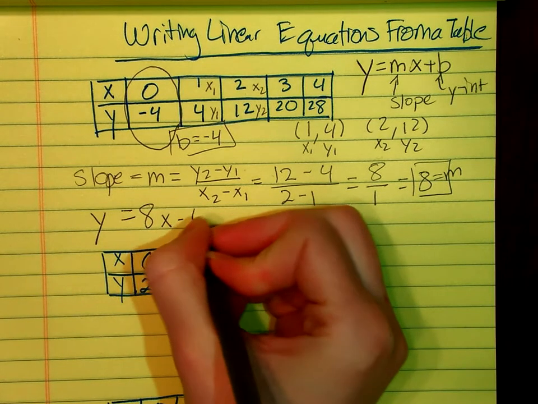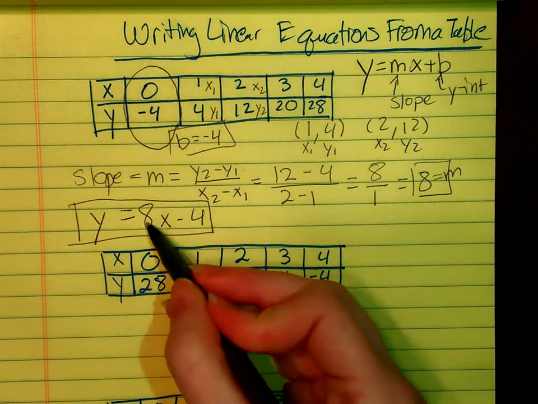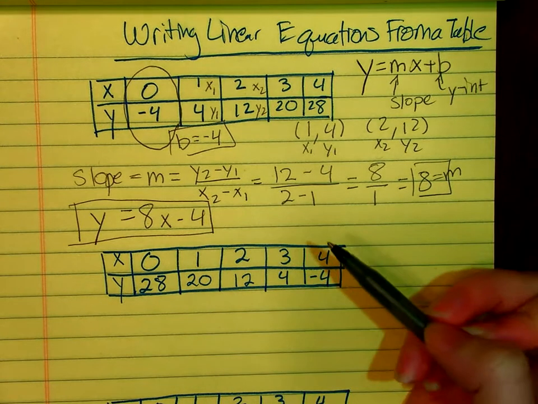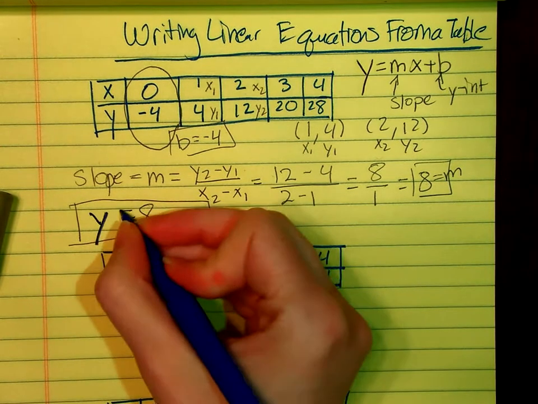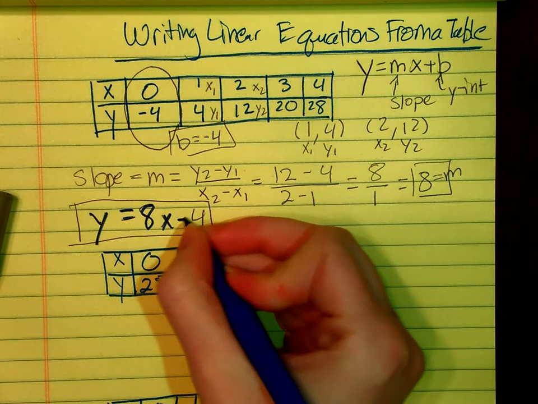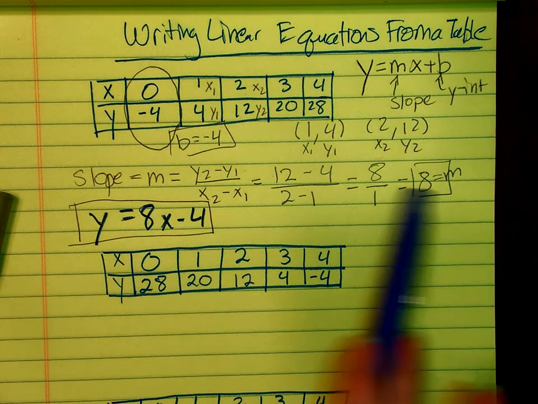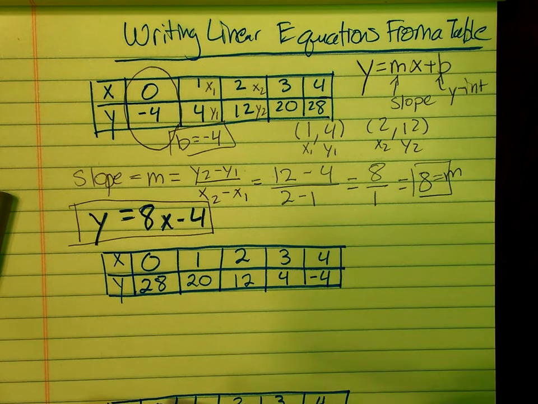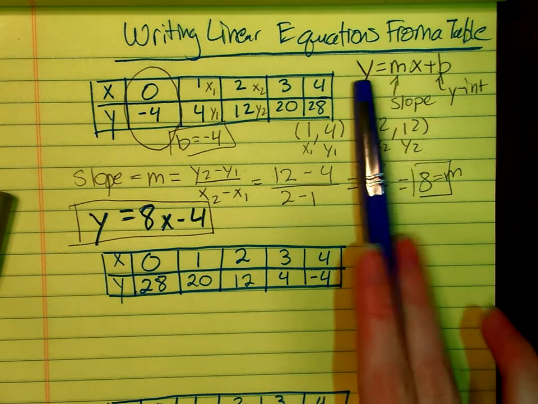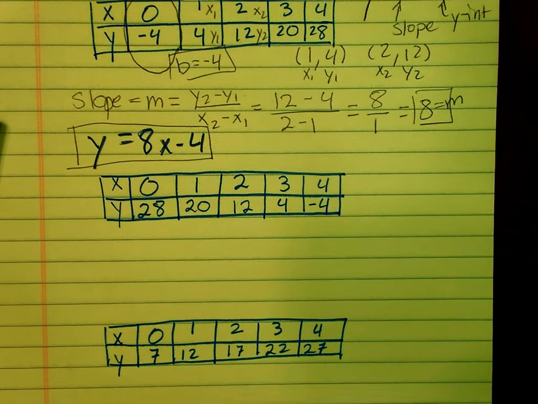8x minus 4. It makes my equation 8x minus 4 because I have the slope 8 and I have the intercept -4. I'll go ahead and write that in blue just so that you can definitely see that. So to recap, we always find our y-intercept in the table. Then we will go ahead and figure out our slope, and then we plug back into what we know that the slope-intercept form of the equation always is. y equals the slope times the x plus the y-intercept. Let's try that with another example.